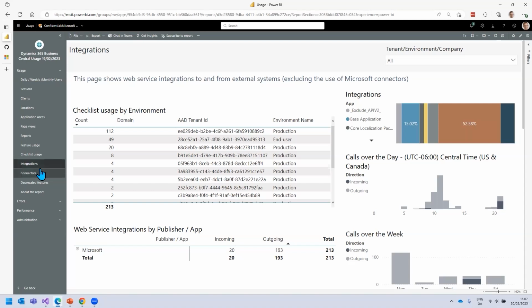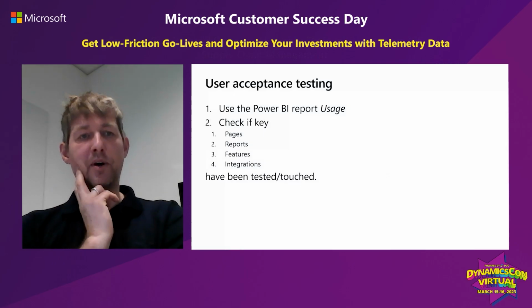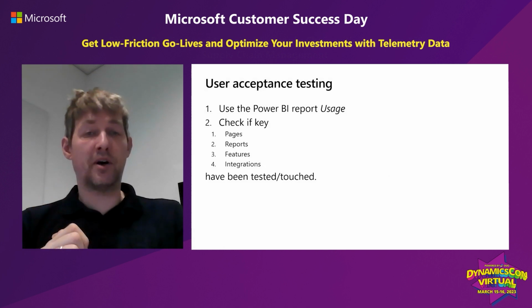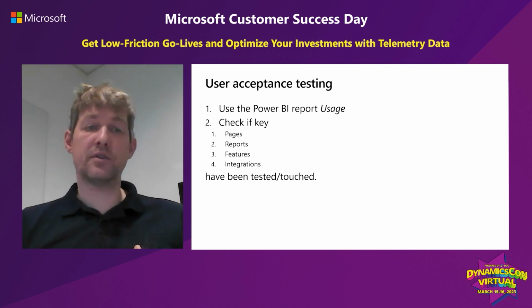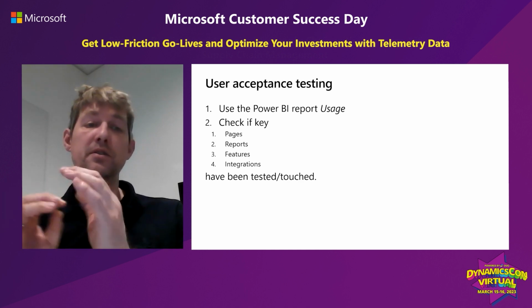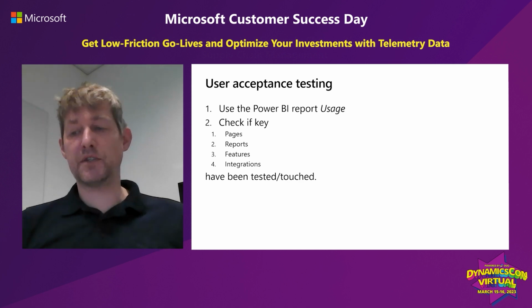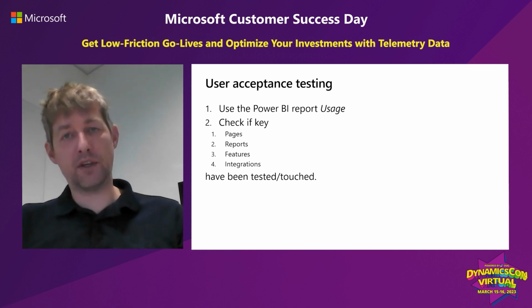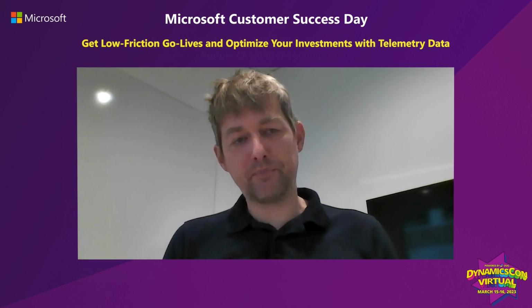Great. Let's go back to the deck and talk about removing friction. Oh, first I need to tell you, of course, that to wrap up the user acceptance testing, what you saw here is you can use the Power BI report, the usage part, and you can simply check if key pages, reports, features, integrations have been tested or touched. You have data, and there's no need to have status meetings to ask if people did it. You can just see if they did or if they did not. Okay, so let's talk about removing friction.